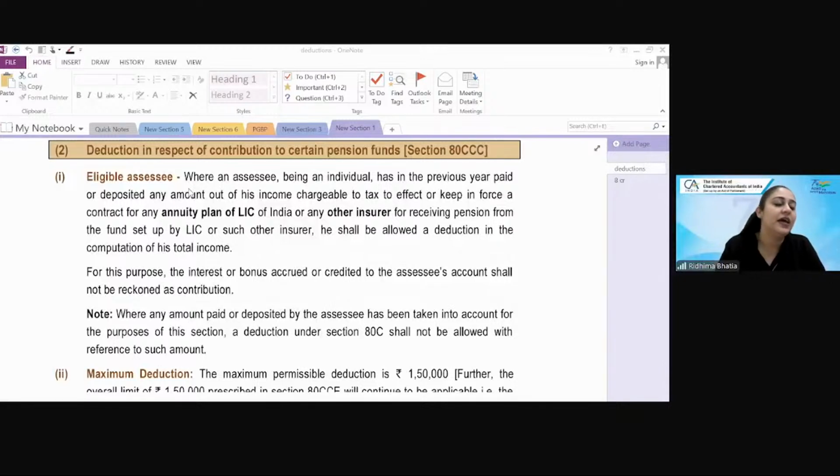I am C. Ridhima Bhatia, and today we'll be continuing our deductions discussion. Basically, we are discussing your gross total income and the deductions which are allowed to the assessee. Last class, we started with the overview, understanding, and in detail, we covered section 80C.